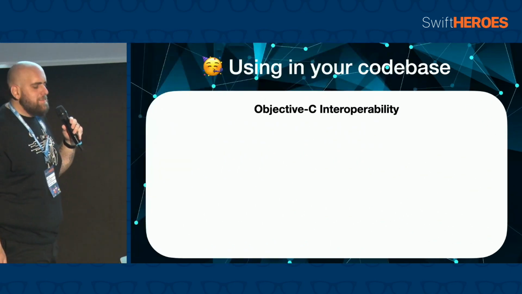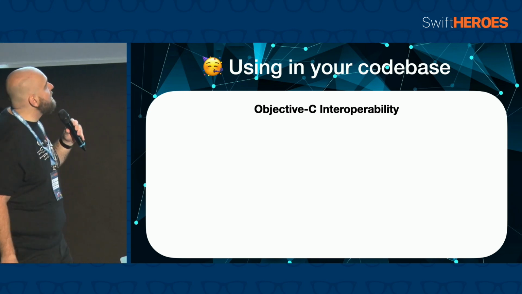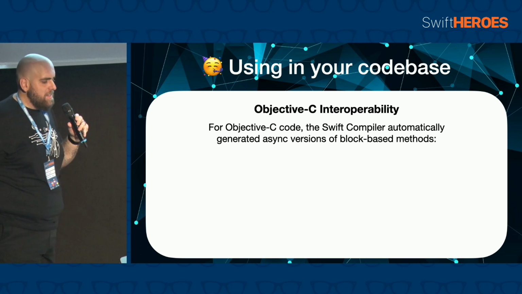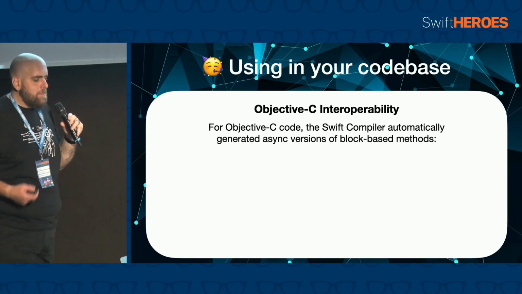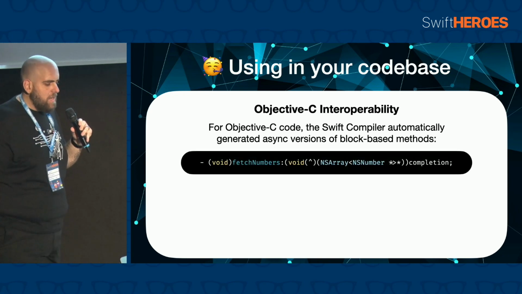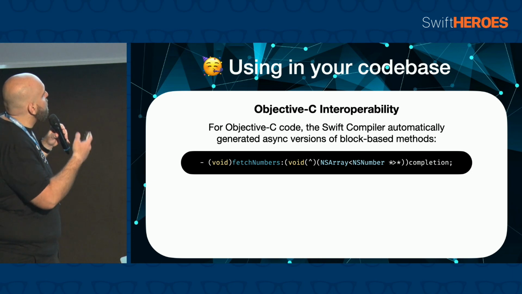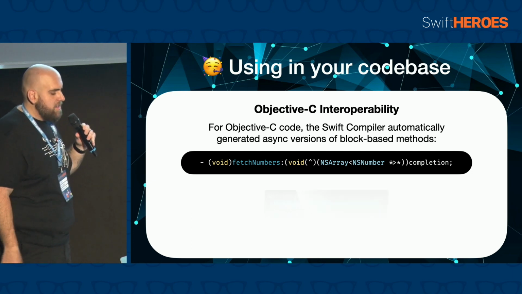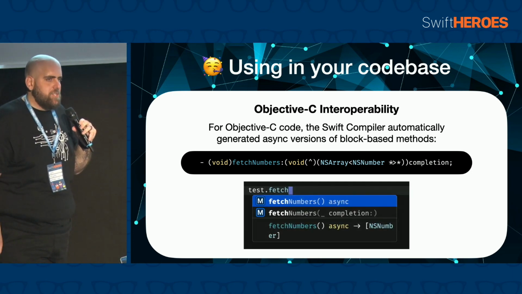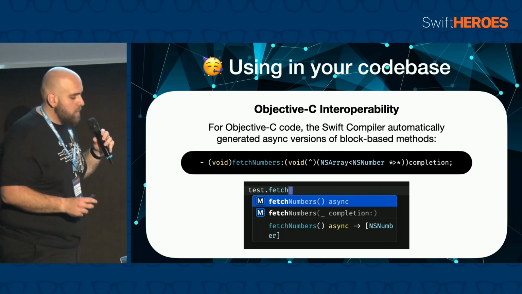So this might seem like a strange topic to talk about, a bit dinosaur-like, about Objective-C interop, but there's a good reason for this. For Objective-C code, the Swift compiler automatically synthesizes async versions of block-based methods. For example, this is a fetch numbers method in Objective-C. It gets a closure that passes an array, and you will see that you automatically get a fetch numbers function that is async without doing anything.